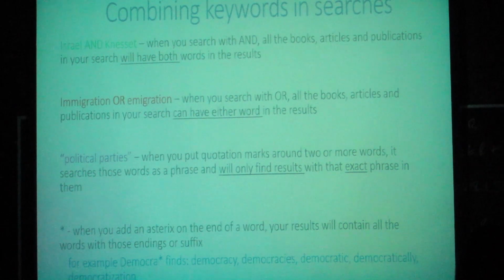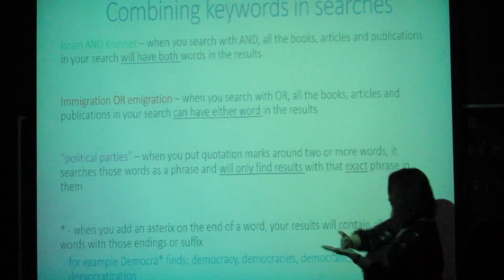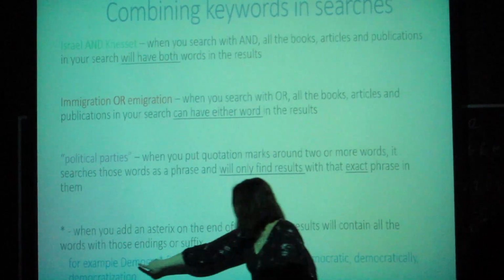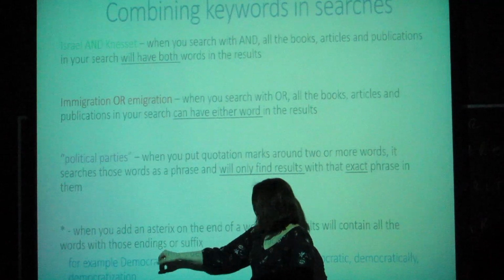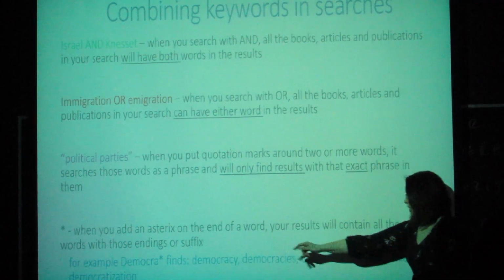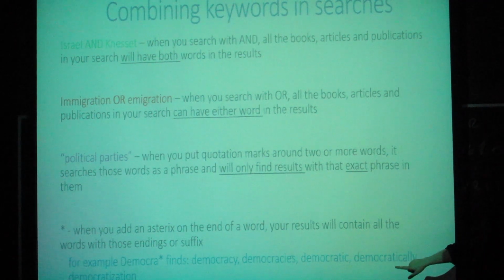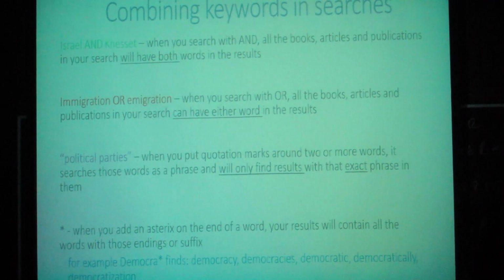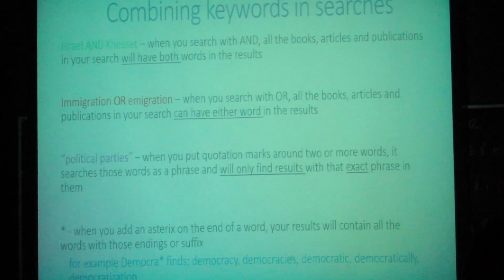And then the last one I mentioned before is the asterisk, so the little star. When you cut off the word, like democracy for instance, D-E-M-O-C-R-A with a star, that finds democracy, democracies, democratic, democratically, democratization. So then you don't have to put in a million ors, it's just going to find all of those suffixes for you. So it's a way to make your searching faster.